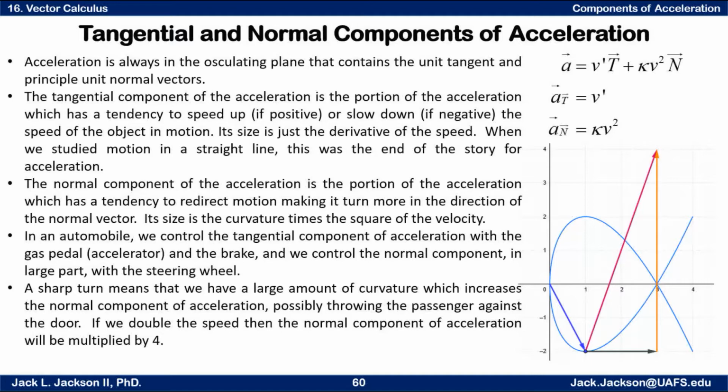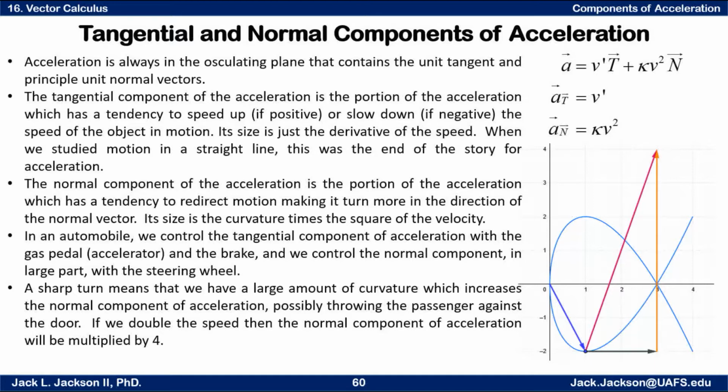The tangential component of the acceleration is the portion of the acceleration which has a tendency to speed up if it's positive or slow down if it's negative the speed of the object in motion. Its size is just the derivative of the speed. Now when we study motion in a straight line, that was the end of the story for acceleration because everything was in one direction. The only directions you had were basically forward and backward, speed up and slow down.